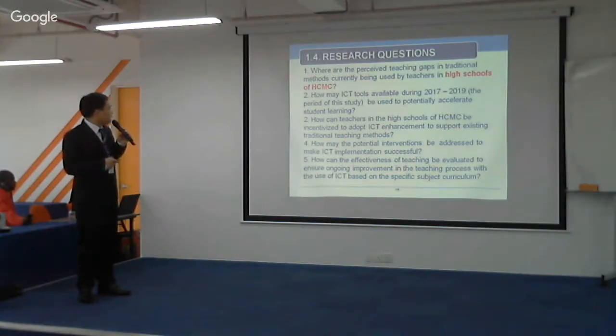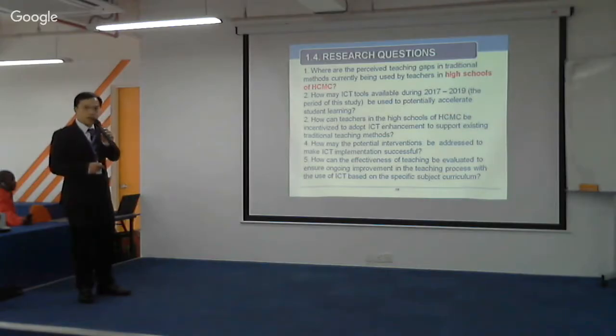1. Where are the perceived teaching gaps in traditional methods currently being used by teachers in high school of SCMC? 2. How many ICT tools were available during 2017 to 2019, the period of this study? I will be updating the new technology until the presentation. We use the potential to accelerate student learning.